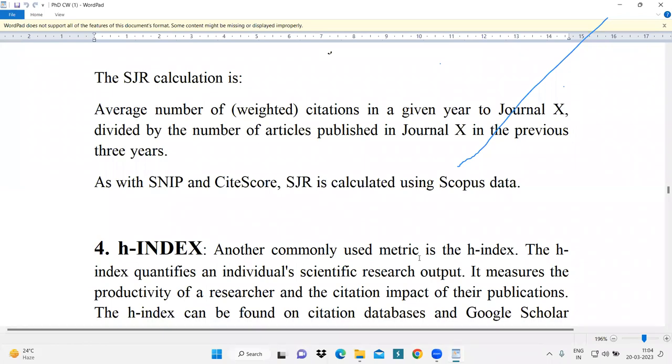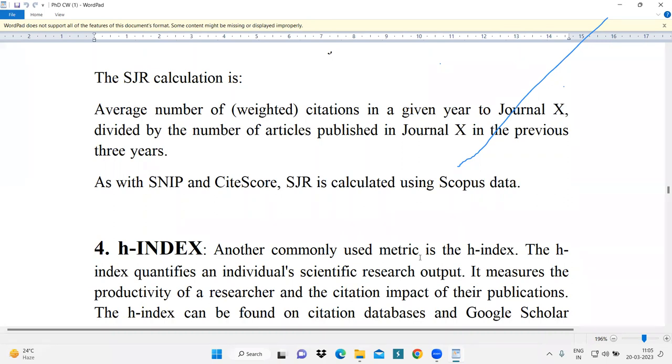Now, the H-index we calculate for a particular author. Just imagine the capital H: the number of articles published and the number of citations received. If they are equal, then the H is coming.